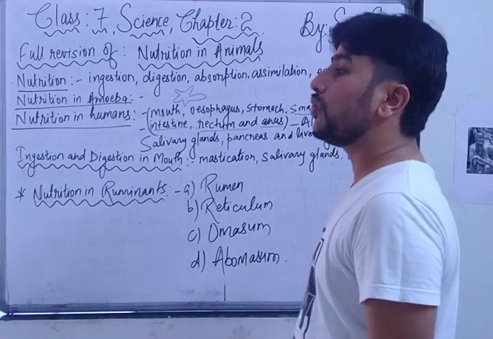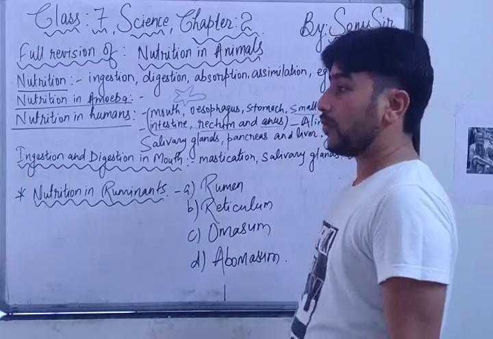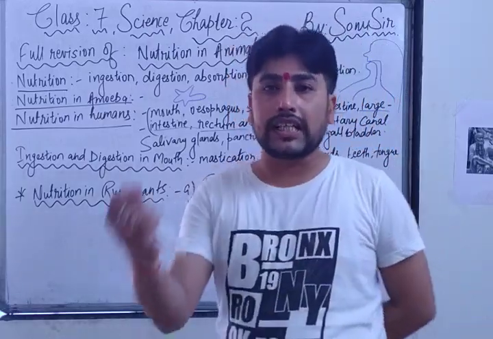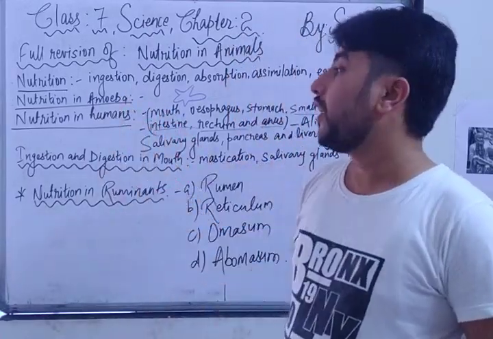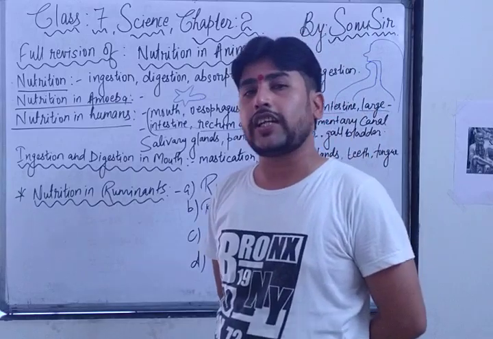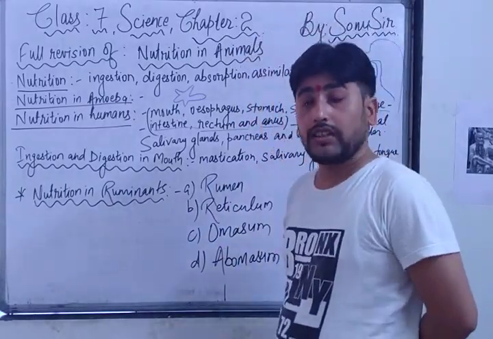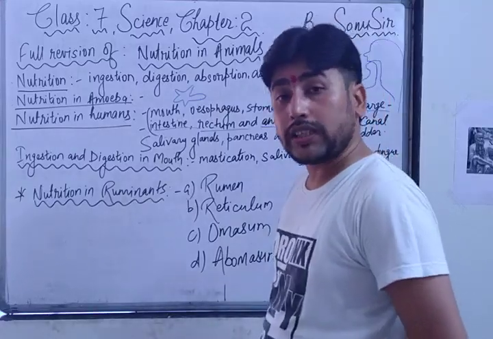Generally cellulose can't be digested by human beings. If you want to see whether human beings can really digest cellulose, just take some grass, eat it and tell me whether you are able to digest it. You can't digest grass. That's why ruminants have the property to digest cellulose.